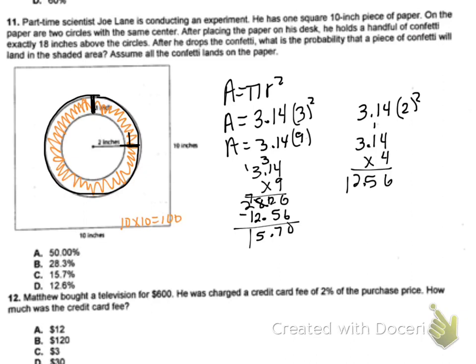So now I'm going to put it in a probability problem, right? So it's what I'm looking for. So this is the area over the total area, which is 100. Well, we should know that percents always go over 100, so this would just be 15.7%. The answer is C.